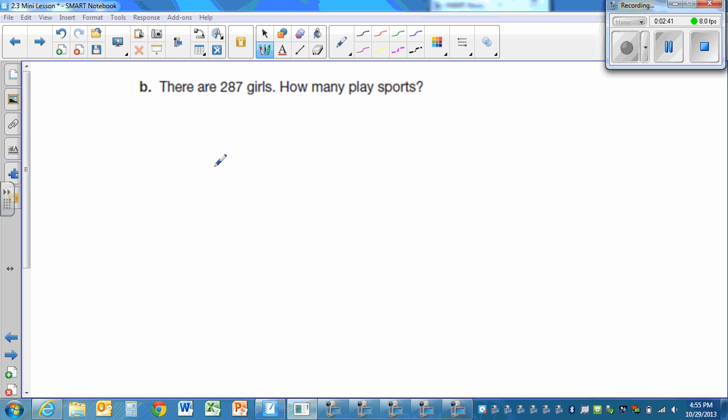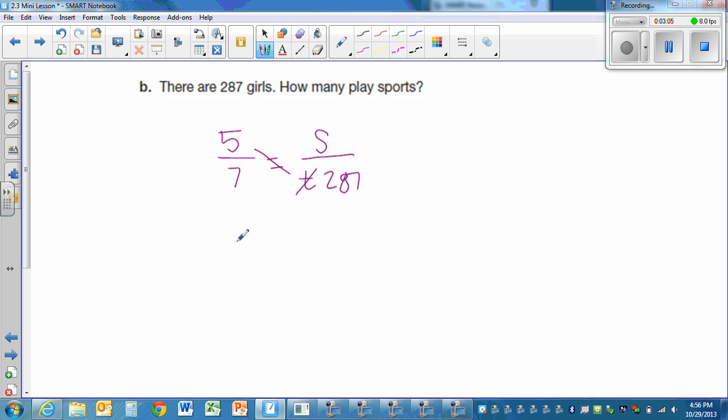Part B says there are 287 girls. How many play sports? Well, we're going to go back to that constant of proportionality, 5/7, and set it equal to the total girls can be replaced with 287. And then we want to look for how many play sports, or our S. Again, we can cross multiply. 5 times 287 gives us 1,435.